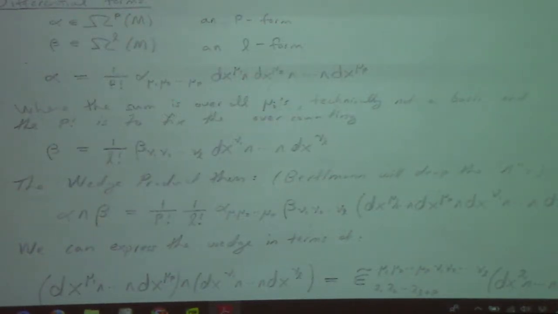You got P forms, you got L forms. Einstein summation notation going on here, right? This is a formula for a P form. Let's see here. What's this down here? Looks like an L form. Calculate the wedge product of them. That's a formula for the wedge product using the Einstein notation. Very simple, right?